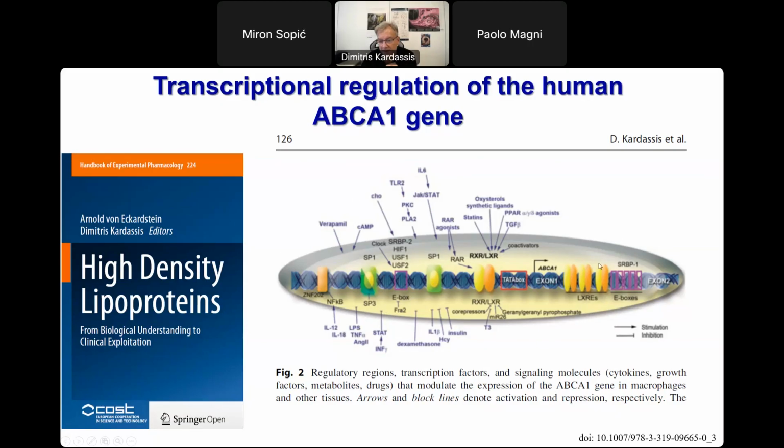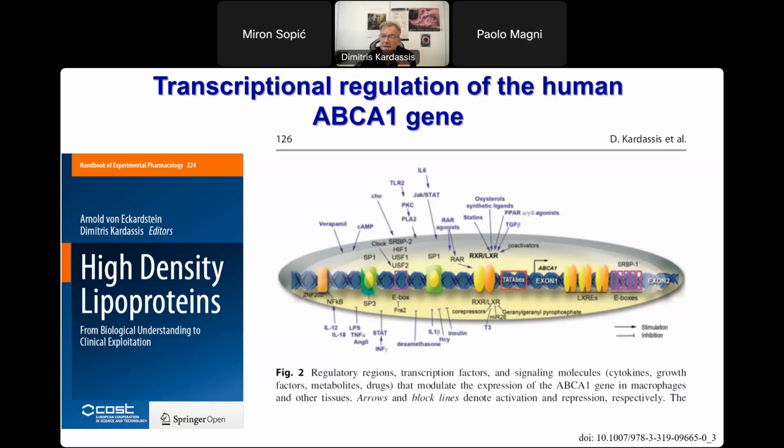And this figure summarizes all the transcription factors and all the signals that regulate the expression of ABCA1. You see, there are signals that result in the activation of certain transcription factors. So this is very complicated. The question is, how do we study this? How do we identify the transcription factors, and how do we identify the proteins that regulate these genes?